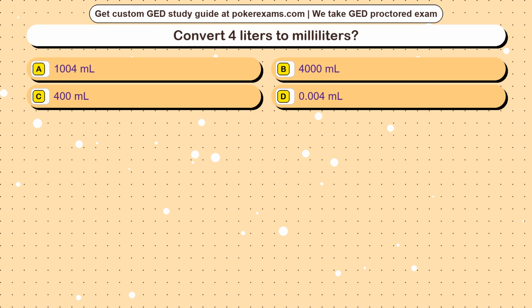Question 18. Convert 4 liters to milliliters. Option A, 1004 ml. Option B, 4000 ml. Option C, 400 ml. Option D, 0.004 ml.